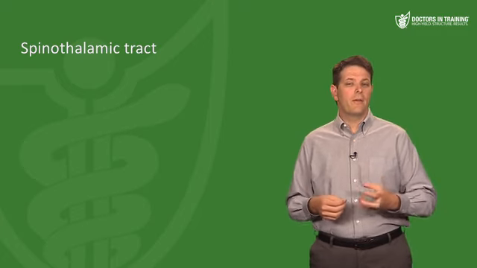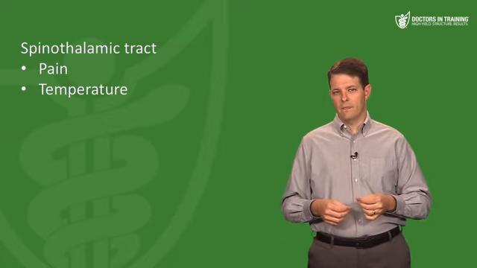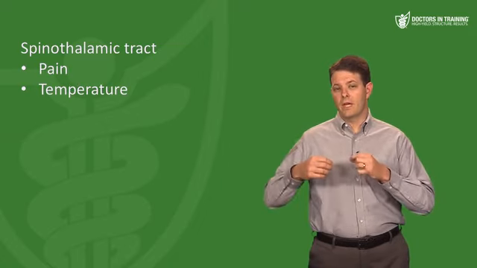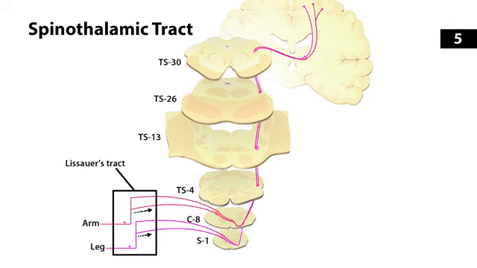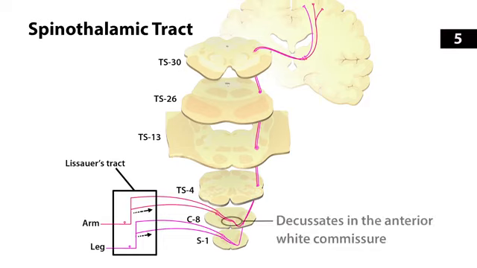Next is the spinothalamic tract, which carries pain and temperature sensation. Remember, spinal tracts are named from where they come from first and then where they're going. So the spinothalamic tract is carrying pain and temperature sensation from the spine to the thalamus. The nerve fibers enter the cord and ascend just 1 to 2 levels in something called Lissauer's tract, and then they decussate in the anterior white commissure, just anterior to the gray matter in the center of the spinal cord. So the spinothalamic tract decussates in the anterior white commissure, and then it ascends contralaterally and eventually reaches the thalamus relay station in the sensory cortex.